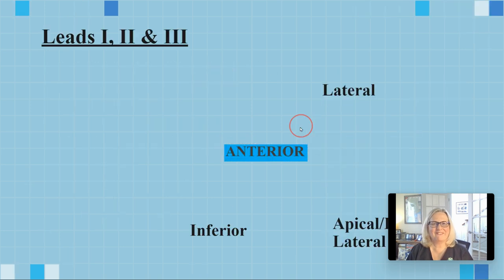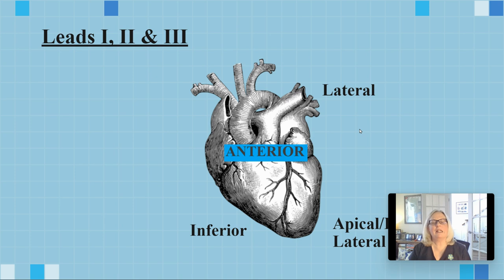All right, so what we learned the other day was that lead 1 went from the right arm to the left arm. Lead 2 went from the right arm to the left leg, and lead 3 went from the left arm to the left leg. Okay, so these coincide with certain different regions of the heart.